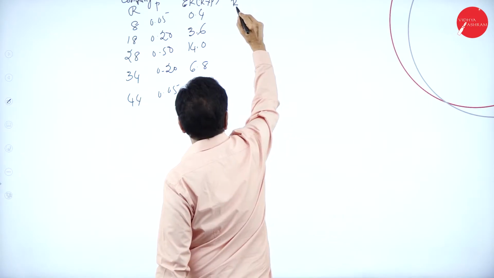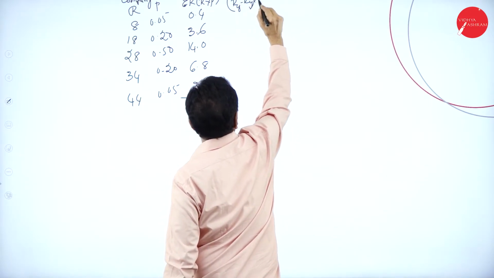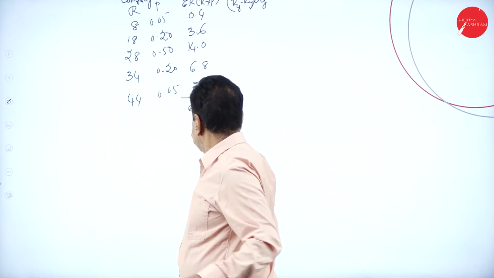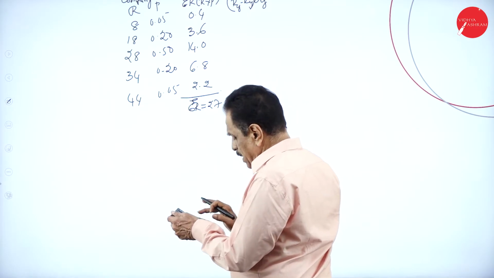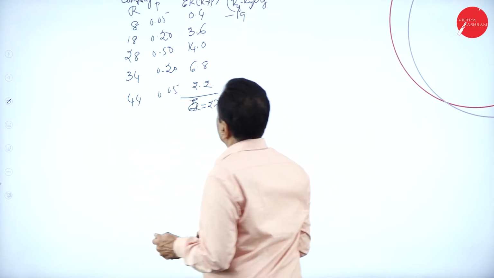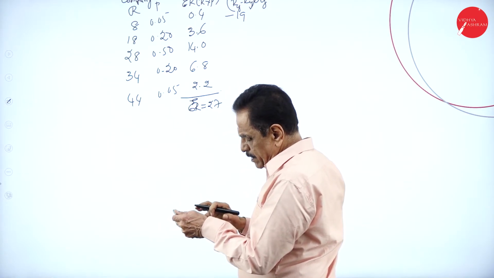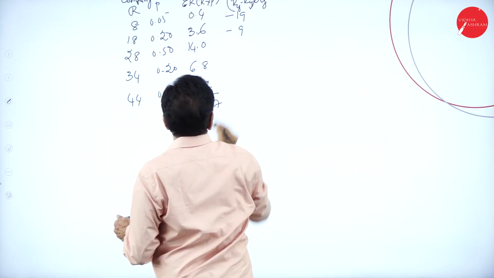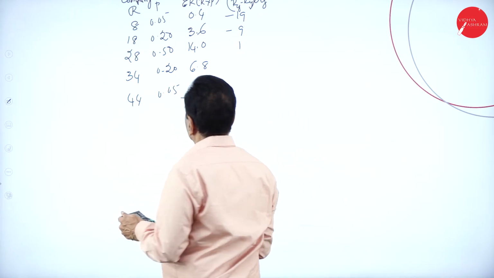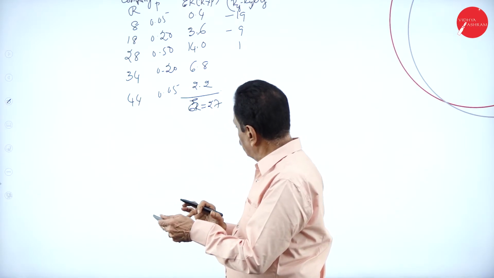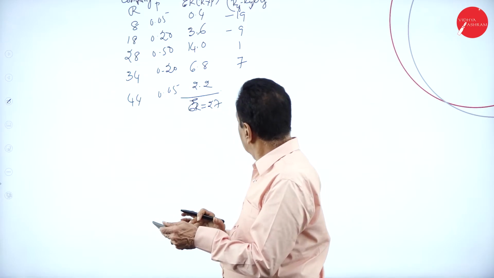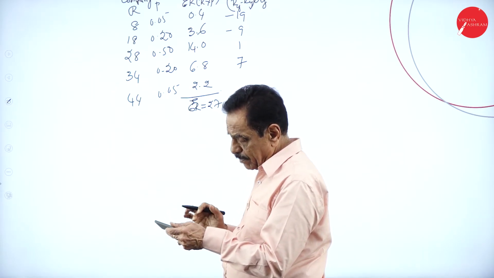Then next step, for company Y, R minus R mean Y, we call this dy, the deviation. 8 minus 27 is minus 19. 18 minus 27 is minus 9. 28 minus 27 is 1. 34 minus 27 is 7. 44 minus 27 is 17.